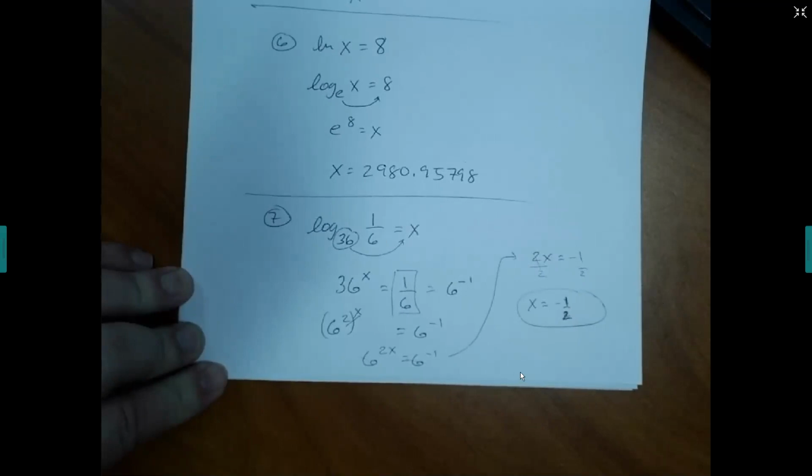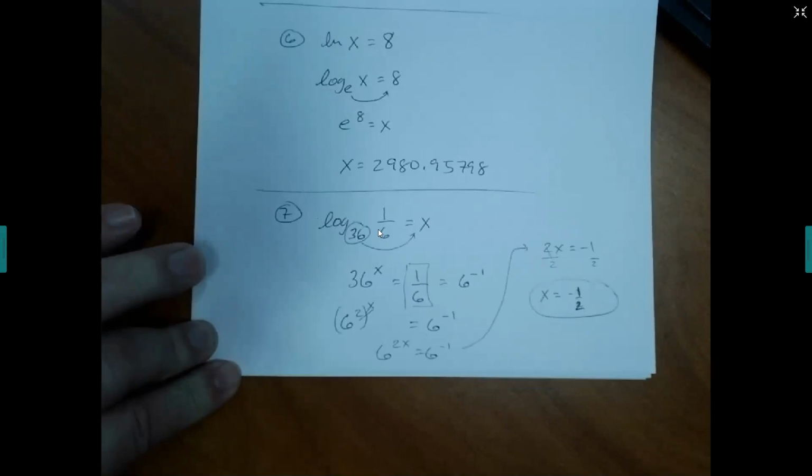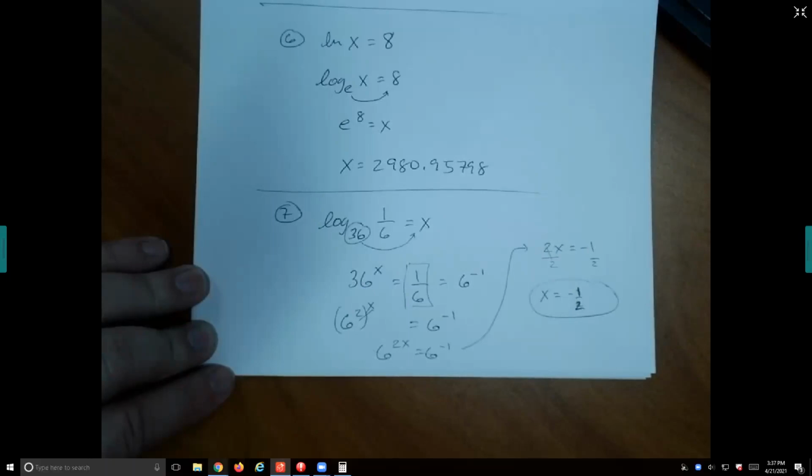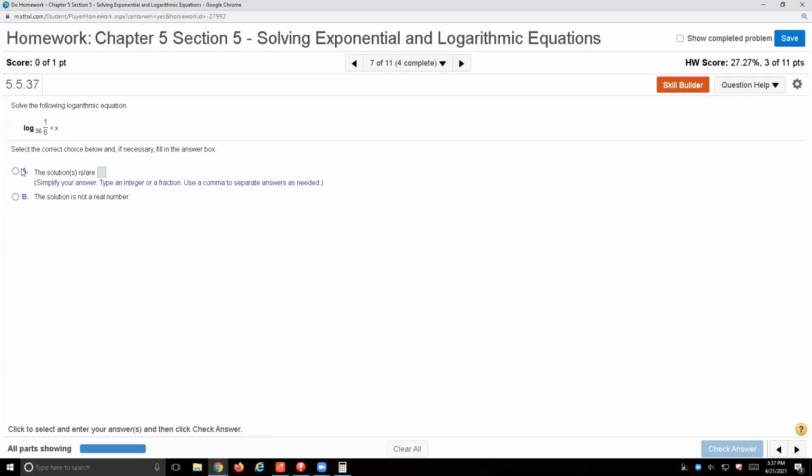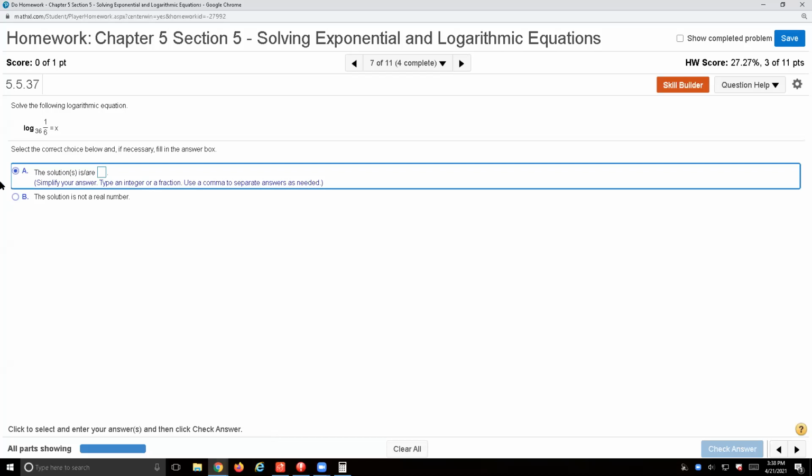So again, this one took a lot of moving around, but on this right-hand side, we have 1/6. Put the 6 on top. We have 6 to the negative first. So we know our base is going to be 6. Fortunately, 36 is 6 times 6, which is 6 squared to the power x. -1 divided by 2.